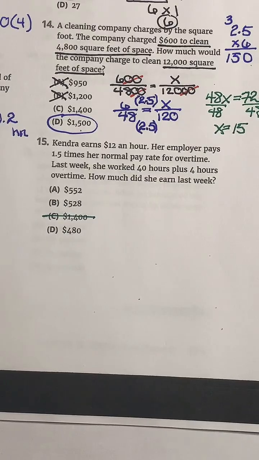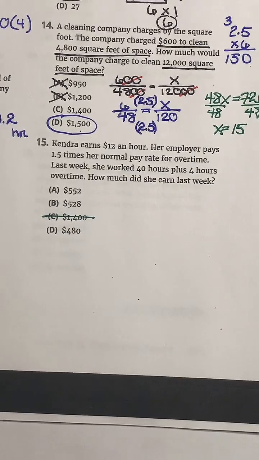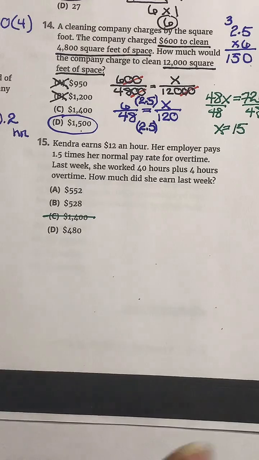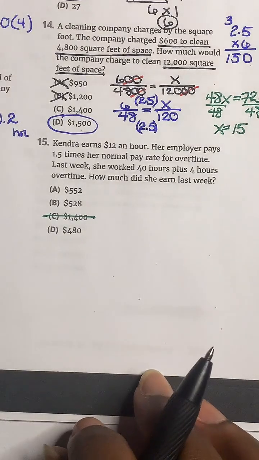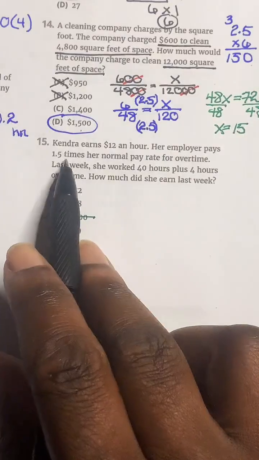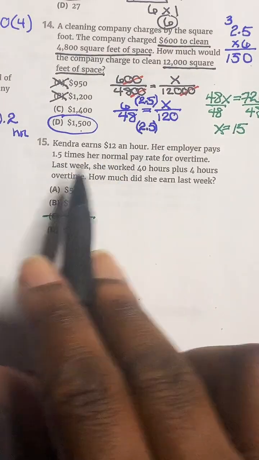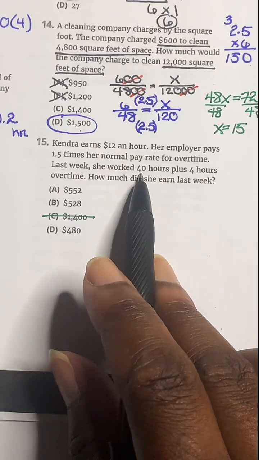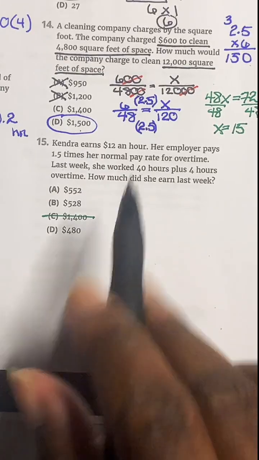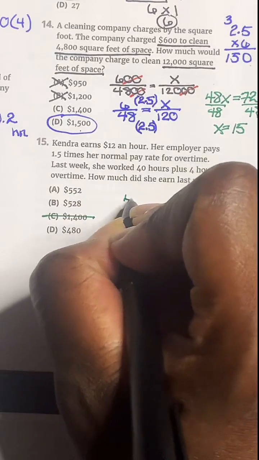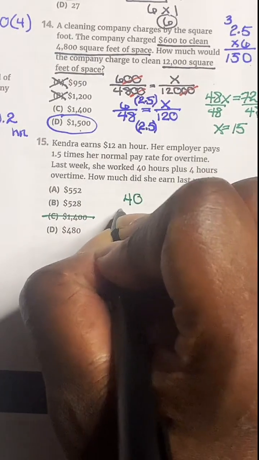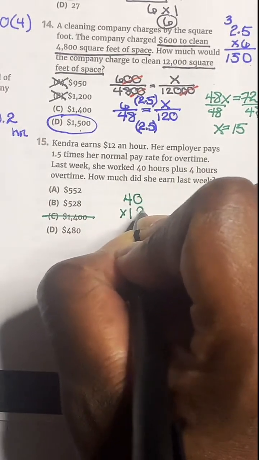I do not. Okay, so I'm seeing some A's, I'm seeing some D's, I'm seeing some B's. All right, let's take a look. So Kendra earns $12 an hour. Okay. She worked 40 hours. So this is her regular pay. So that means we're taking our 40 and we're multiplying it by 12.